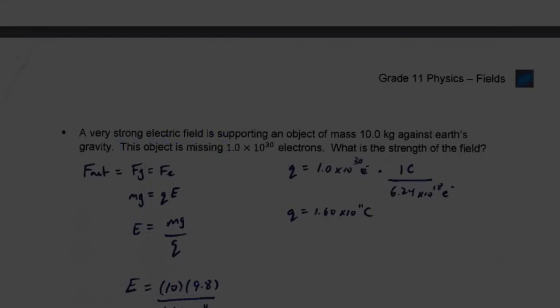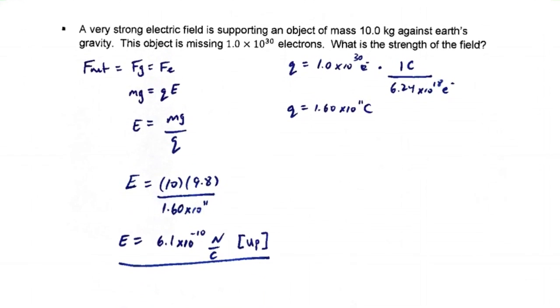Let's move on. All right, here we have our last page before I'm going to send you on your way to actually attempt some of these questions on your own. A very strong electric field is supporting an object of mass 10 kilograms against Earth's gravity. The object is missing 1 times 10 to the 30 electrons. So if it's missing electrons, we know that we have a positive charge here. What is the strength of the field?